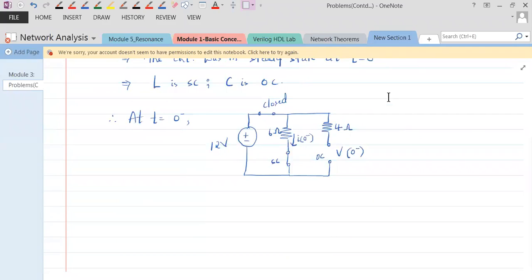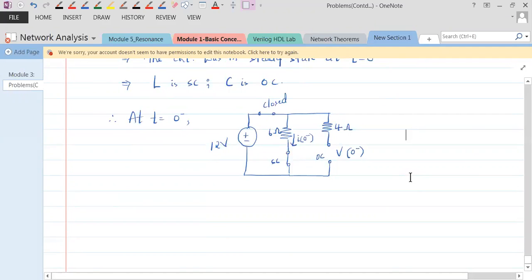Now there are two paths for applying KVL. Everybody just observe here. One path is this. Another path is this. In this path there is no current, but we need to find the path where V of 0 minus is lying. So this is the path where V of 0 minus is lying. You can go even with this path to find V of 0 minus. So there are two paths to find V of 0 minus, whereas there is just one path to find I of 0 minus. Get that point?